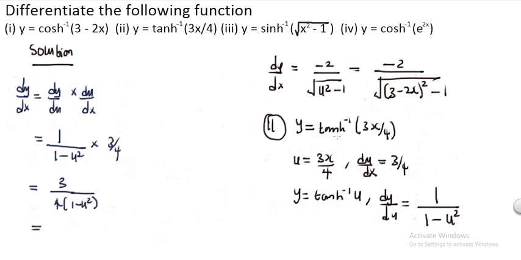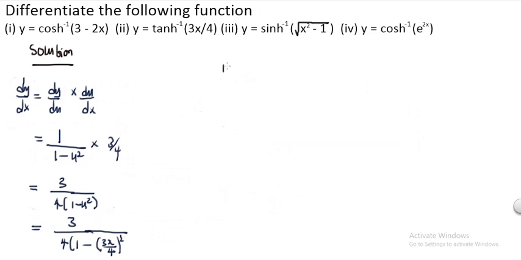Our value of u, we know to be 3x over 4. So this is equal to 3 over 4 times (1 minus (3x over 4) squared). So everything is in the denominator. Okay. For the next example, you can also pause the video and try to solve it yourself. Let me clean up space so that we can do it here.